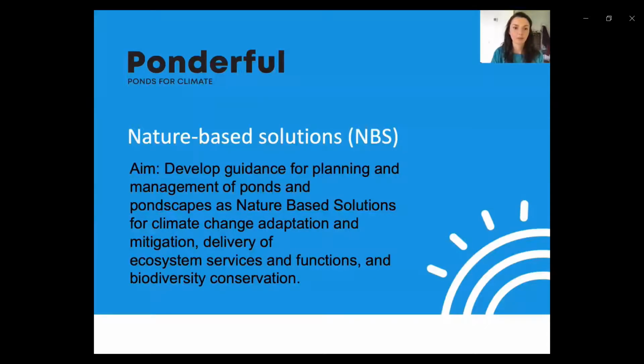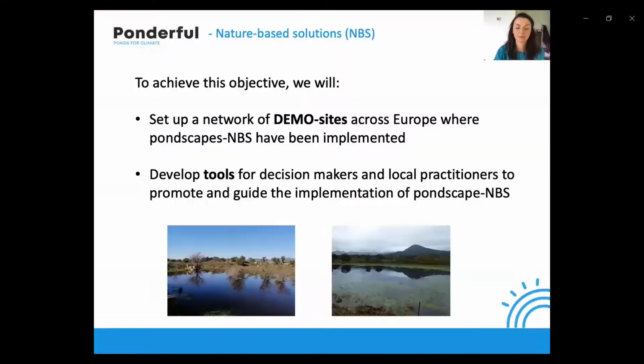And finally, in the objective 3, that is focused on the nature-based solutions, as my previous colleagues mentioned, Pond4U will be focused on develop guidance for planning and management of ponds and pondscape as nature-based solution for climate change adaptation and mitigation. And to achieve this objective, we will set up a network of demo sites across Europe where pondscape will act as a nature-based solutions and to develop the tools necessary for the decision maker and local practitioner to promote and guide the implementation of ponds as nature-based solutions.